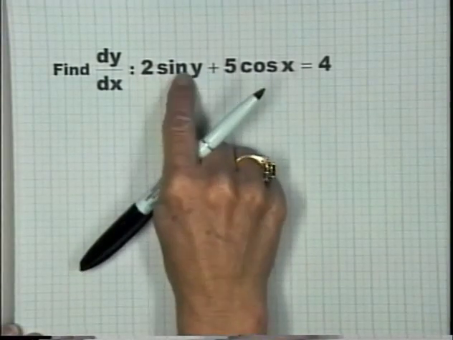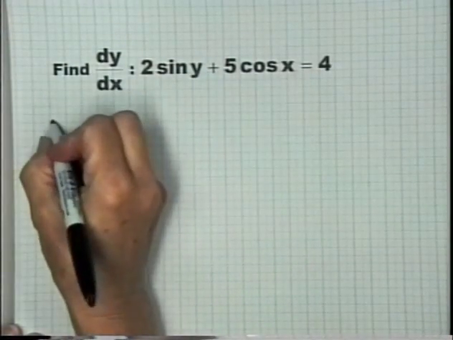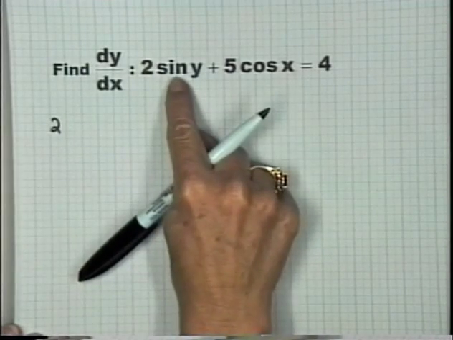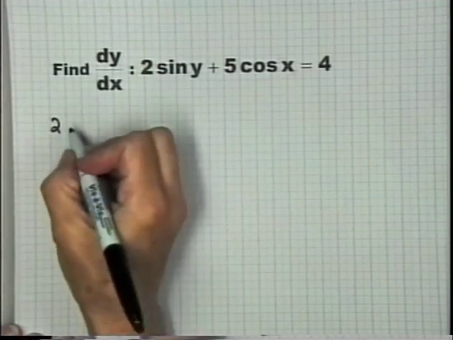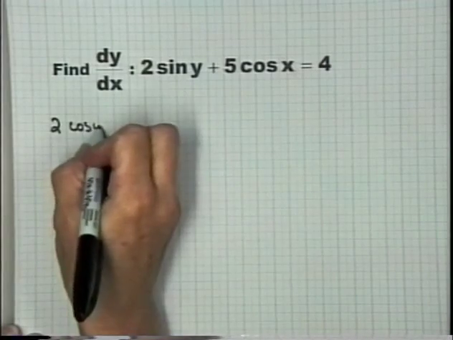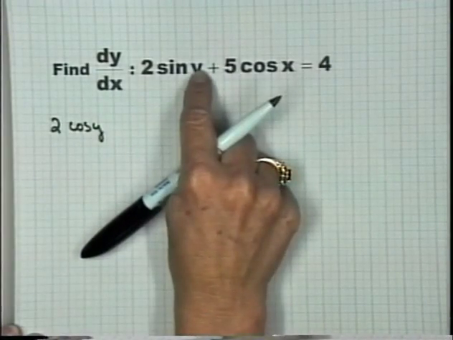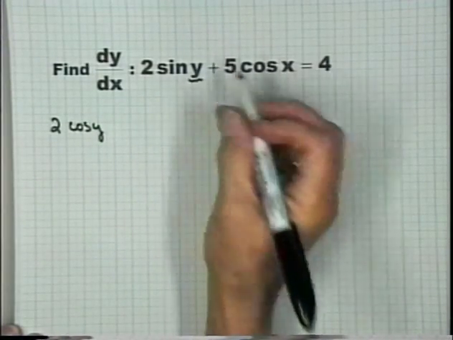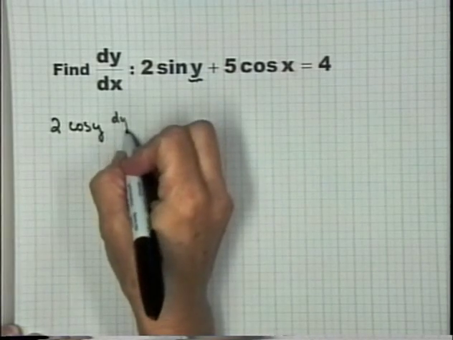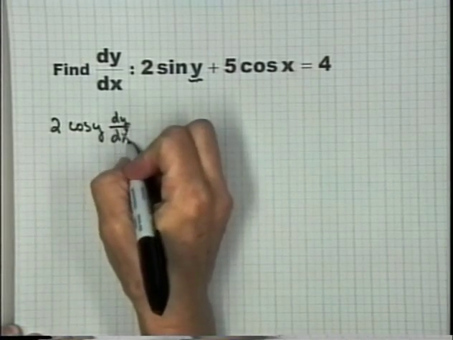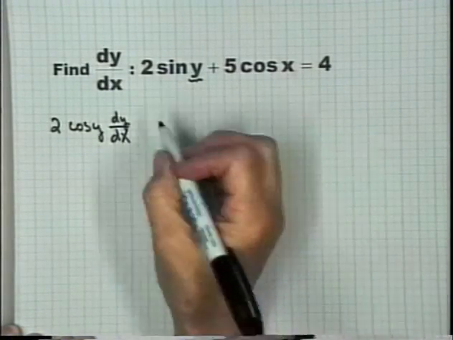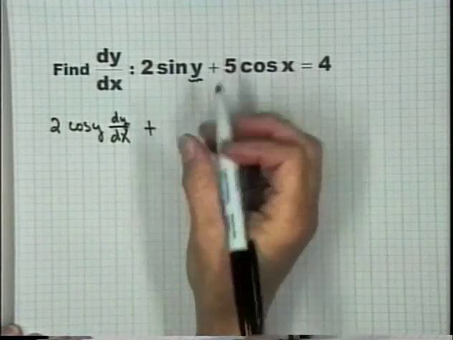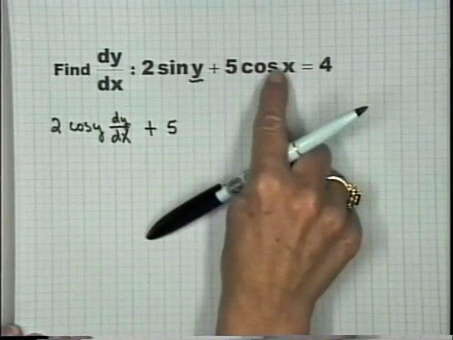So here I have a constant times this function. We'll bring the constant down. This is a sine function. The derivative of sine is cosine. Remember, the argument stays the same. But then chain rule, we take the derivative of the argument, and since we're doing the derivative with respect to x, we need to write dy/dx there.